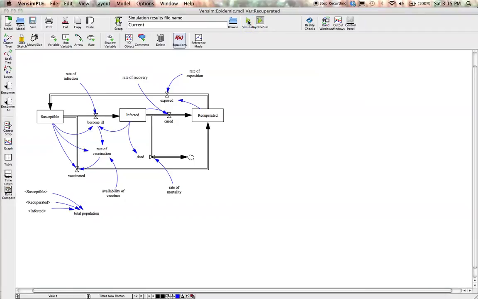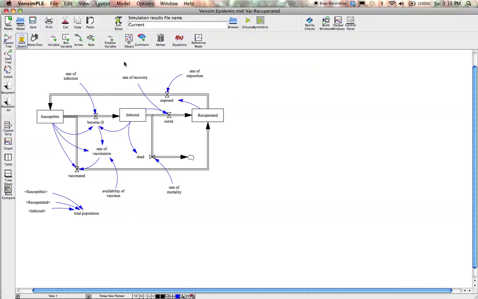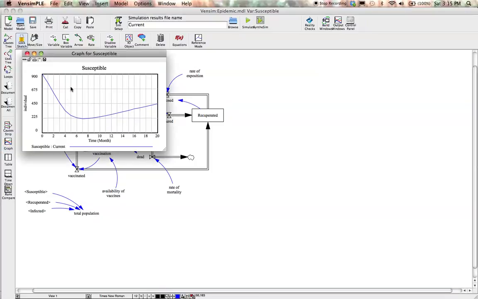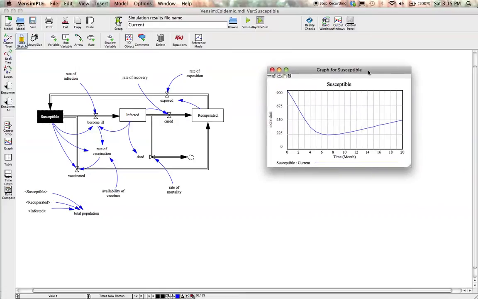Go to simulate. It runs very quickly, and then we can start graphing, so let's start doing that. Let's see what happens to the susceptibles. Remember, they started at 900. If you look at the graph, the susceptibles start at 900.